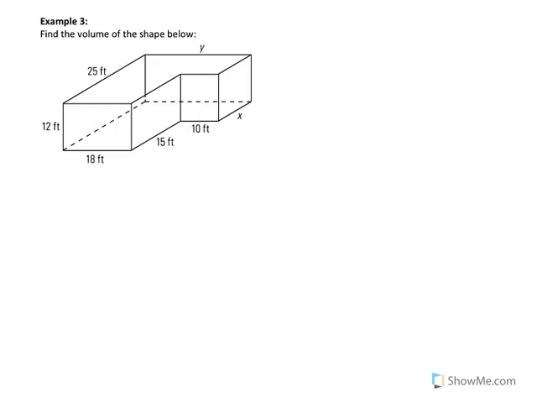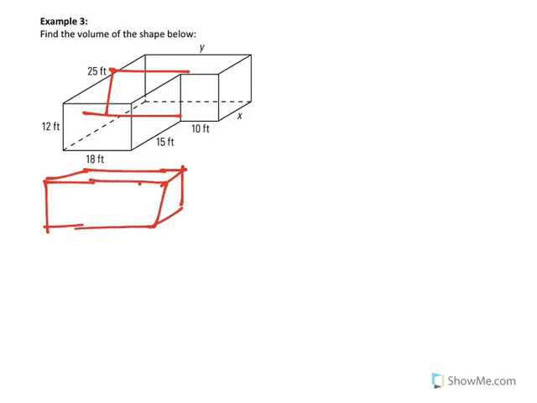Okay, this one is a composite shape, so we're going to have to split it. I want to use red. We're going to split it here. So we're going to have this shape in the back, and we're going to do this shape in the front. So I broke those down. Let's label these dimensions.